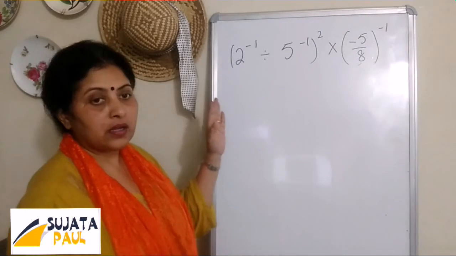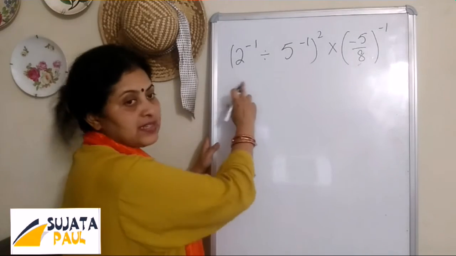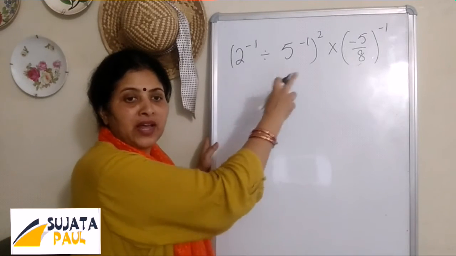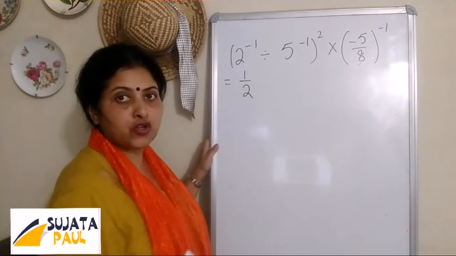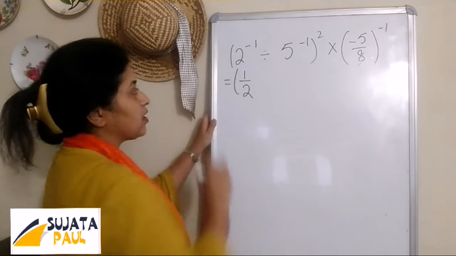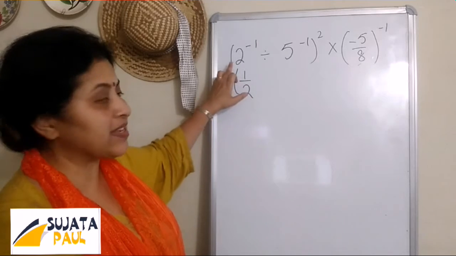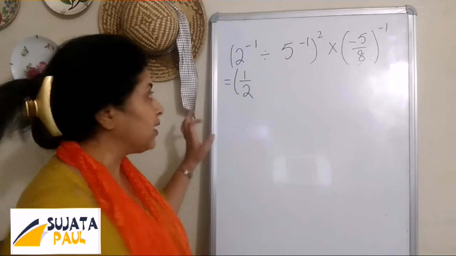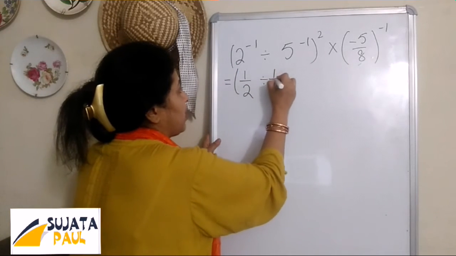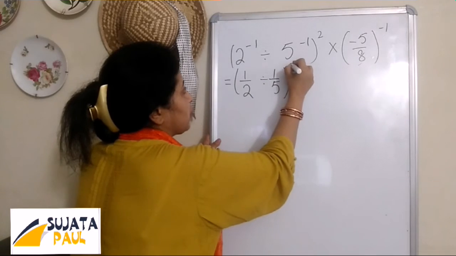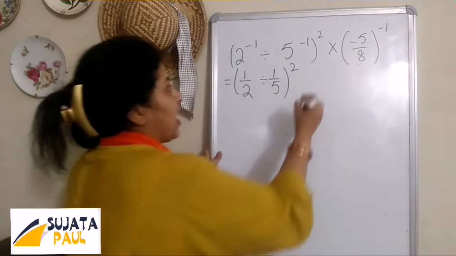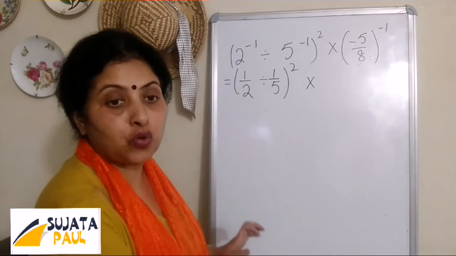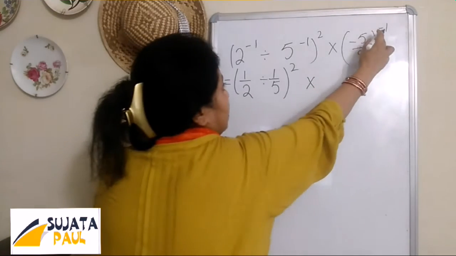Some of the problems here. So if this is a problem which is given, how will I solve this? First thing I'll do is I'll write 1 upon 2 and I'll keep it in bracket. So this is 1 upon 2, the reciprocal of this one. Then it is divided by 1 upon 5 raised to the power of 2. Is that clear? So once I have this, I will write the reciprocal here.